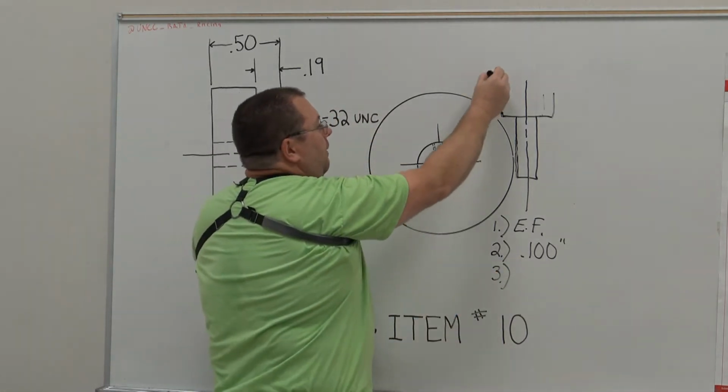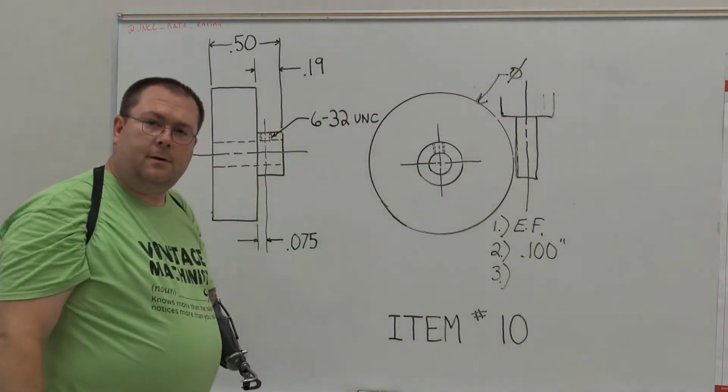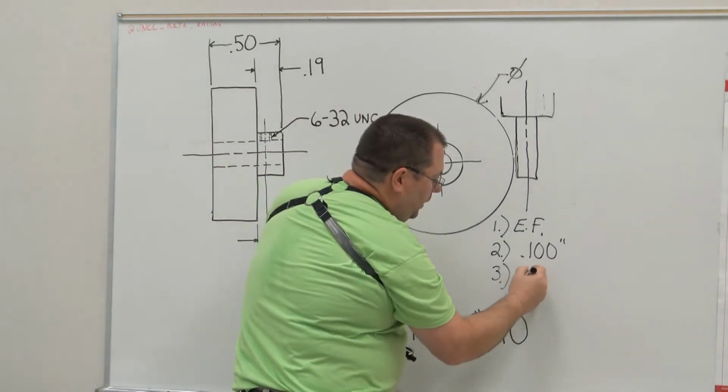over half of this diameter. So that diameter is 1 inch, so half of it is 0.5.